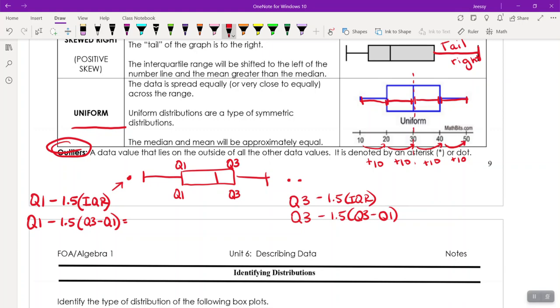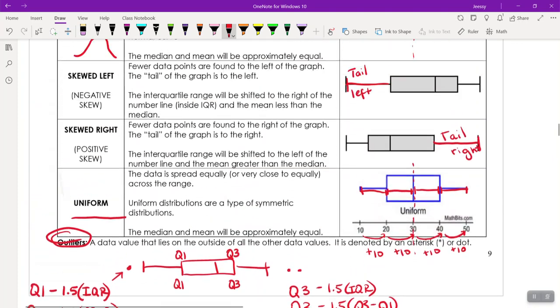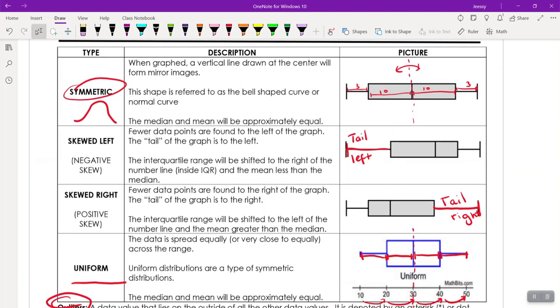All right, do y'all remember the distributions that we talked about before going to lunch? This one is symmetric, this is a mirror image. This one is skewed left because the tail's on the left, skewed right because the tail's on the right. Then this one is uniform because all of the quartiles have the same measurement. Clear? Yes or no?